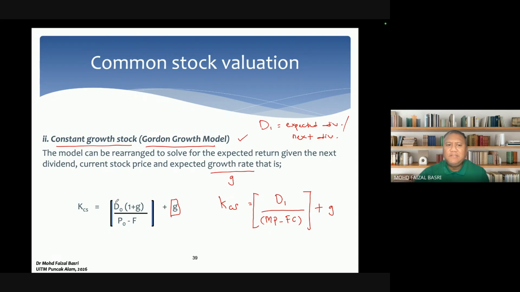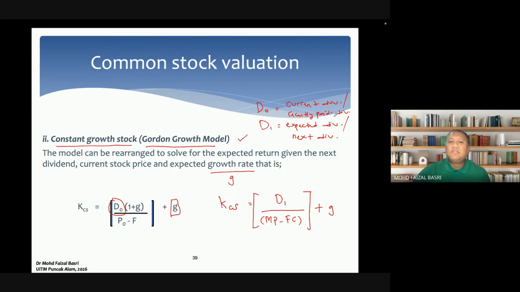Right, so apa pula maksud D0 ni? Okay, so D0 ataupun D kosong ni, it means current dividend. Current dividend ataupun recently paid dividend. Okay, dividend yang dah dibayar ataupun baru dibayar. So the difference between D0 and D1 means D0 itu adalah dividend yang sudah dibayar, yang baru je dibayar sekarang. And D1 tu means dividend yang belum dibayar dan expected dibayar pada tahun akan datang.